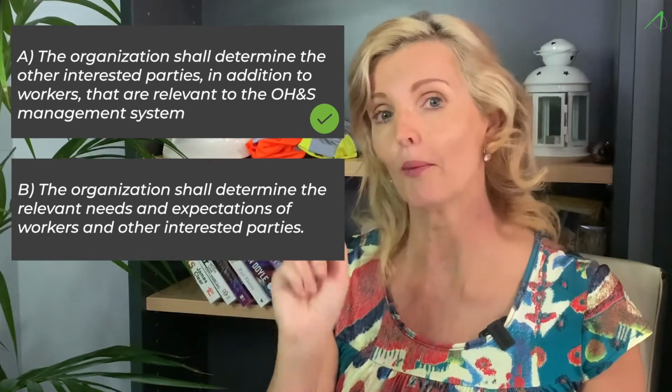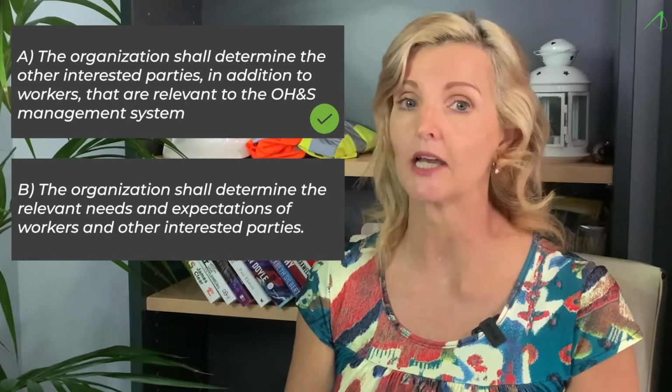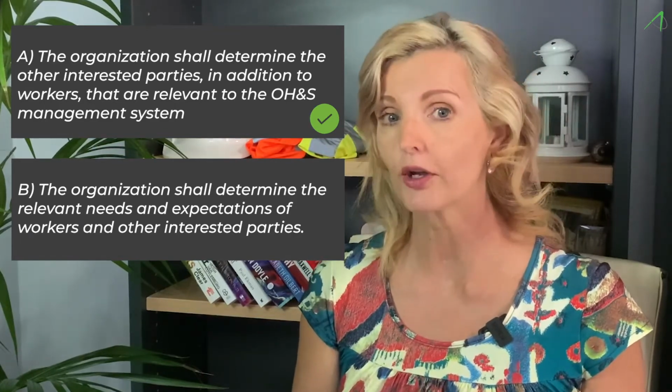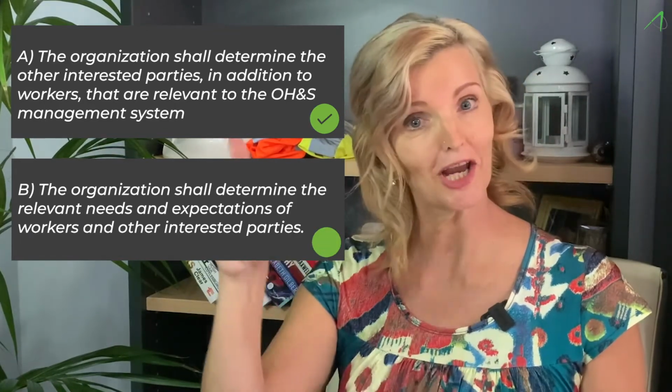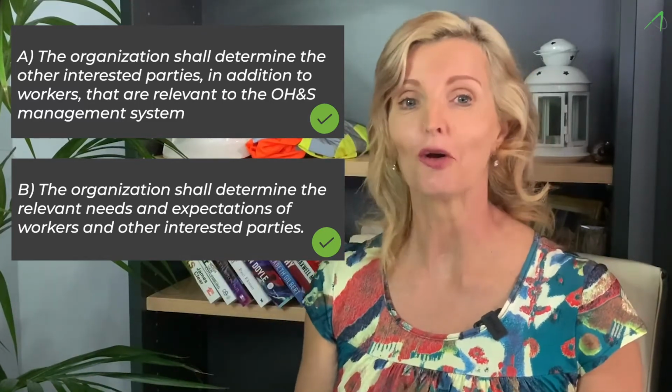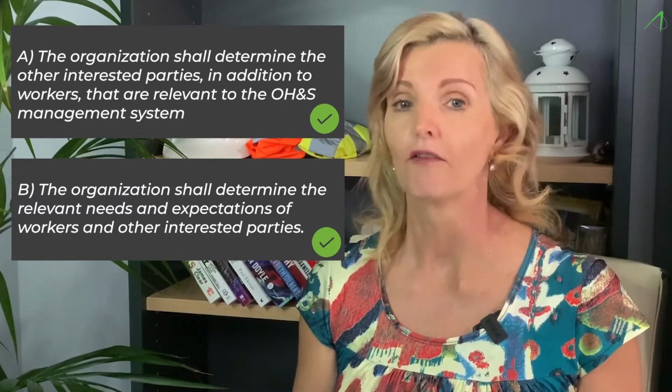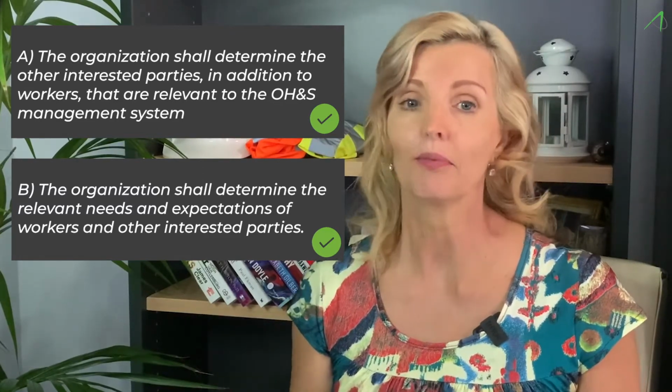Okay, then we've got B, and it states that the organisation shall determine the relevant needs and expectations of workers and other interested parties. Check again, we achieved this by documenting what each of the identified interested parties expected from an organisation. So compliance, training, and so on. Of course, I've only used a few examples here, and when you go through this process within your own organisation, it will be so much clearer because you understand your business.